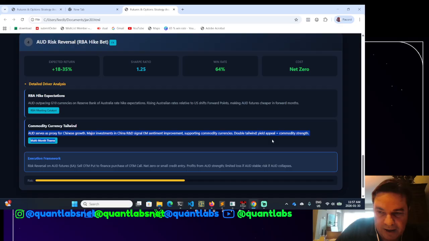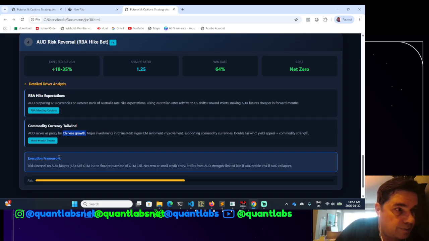Now, here we have the commodity. I've talked about this as well. This is assuming the Australian dollar serves as a proxy for Chinese growth. Depending on whether the government of Australia is smart, they'll allow this to trade if they care about their people and their economy. But you know how that goes.